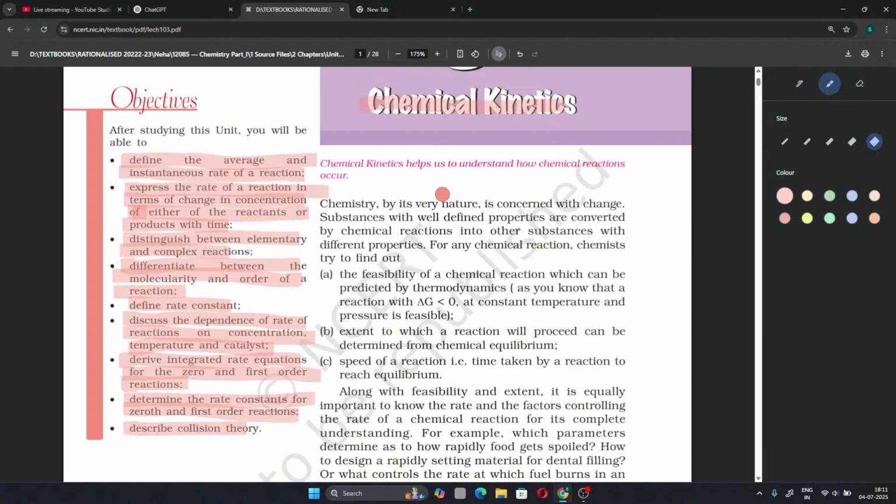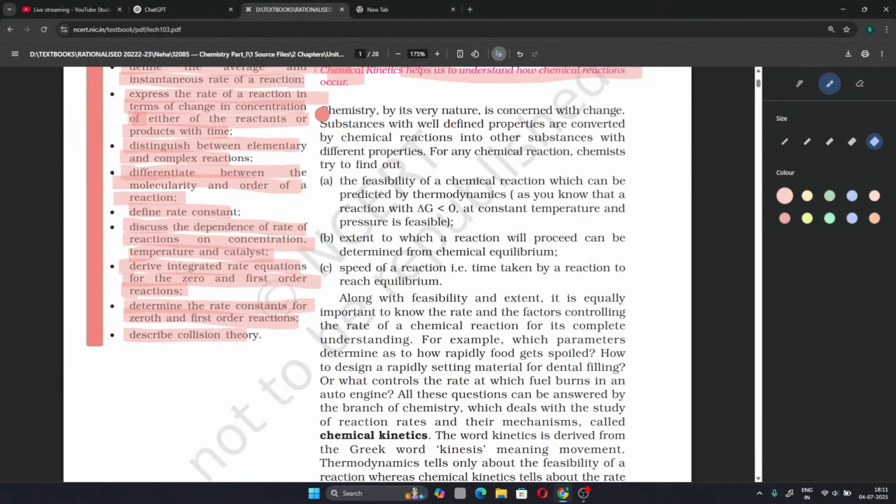Chemical kinetics helps us understand how chemical reactions occur. Chemistry, by its nature, is connected with change. Substances with well-defined properties are converted by chemical reactions into other substances with different properties.